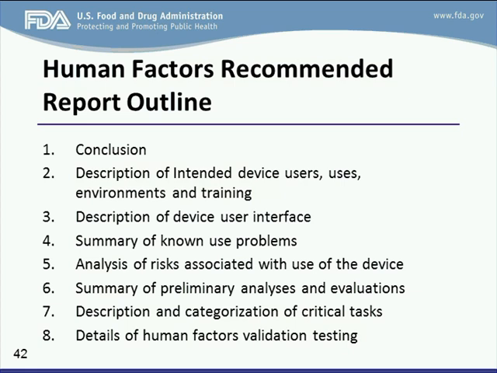So in that outline, as shown here, you should first talk about the conclusion of your human factors testing, which is that the interface of the subject device supports the intended user environment without causing serious harm to the user or patient. And then you should talk about your intended user, intended use environment, describe the device interface, and document the known use problems, your preliminary analysis, the critical tasks you have identified, and finally, the details of your human factors testing results.